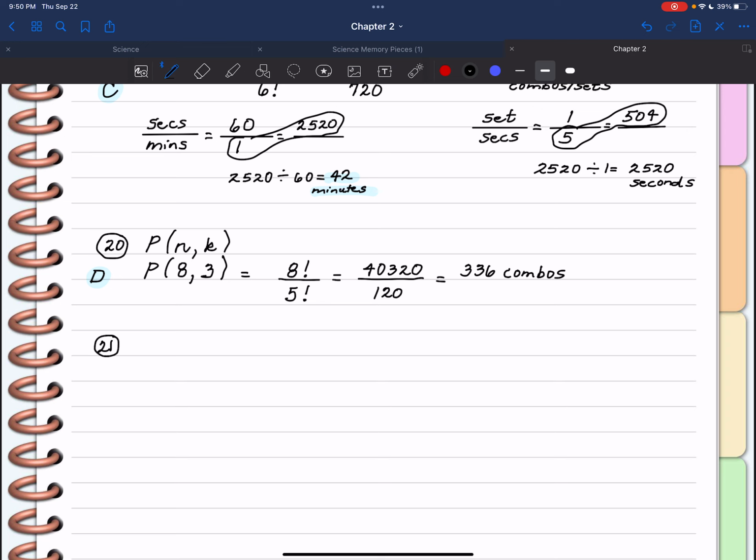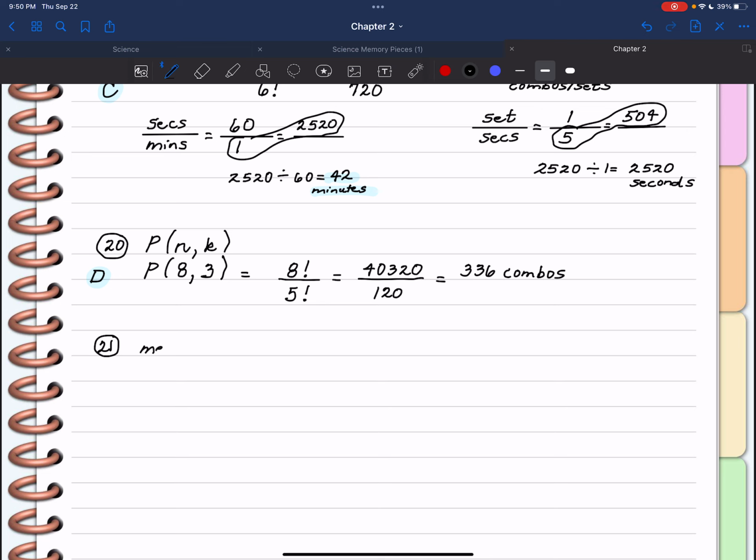Number 21. How many different ways can Amos, Bill, Chuck, Deborah, Esmeralda, and Florence be arranged? There's the clue. This is a permutation for a photograph with the men on the left and the women on the right. Okay, so it's not just a straight up permutation. We have to classify the men and the women.